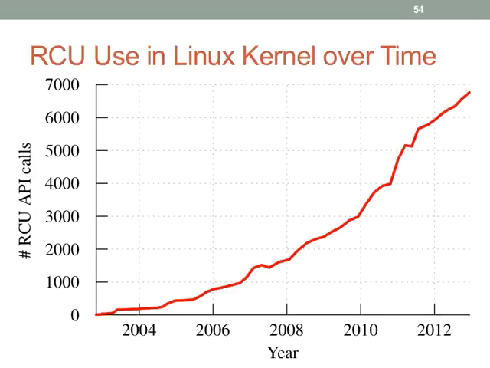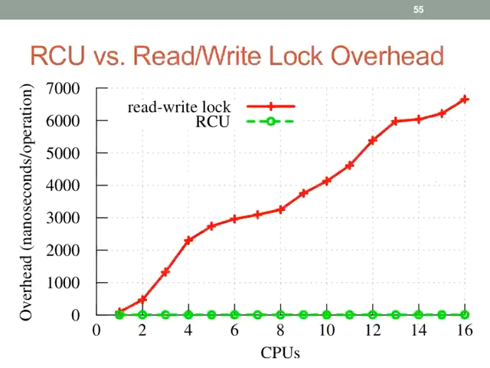RCU use in Linux, skyrocketing. The kernel is using it more and more and more, and it's getting faster and faster and faster. This is the other one that I really like to show, where up and to the right is not always good in computer science. It's really good in business. But in this case, you can see RCU versus read-write lock overhead as the number of CPUs increases. And so you can see how much read-write locks slow down as you increase the number of CPUs, and the coordination costs go up. RCU basically remains flat.